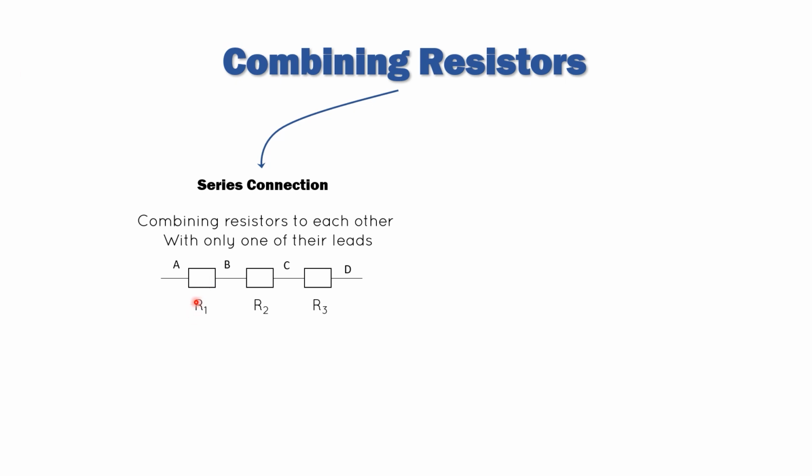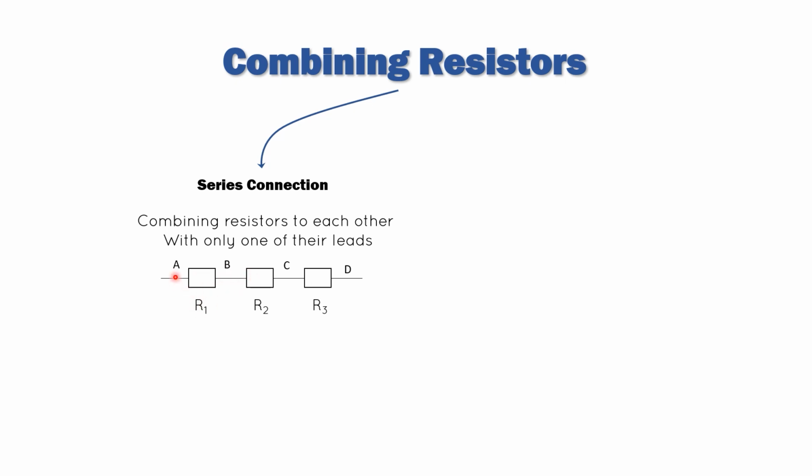We have resistor R1 connected to resistor R2 by just one of its leads. We have R2 connected to R1 by just one of its leads. And we have R2 connected to R3 by just one of its leads. So you can see that each resistor connects to the next with just one of its leads.